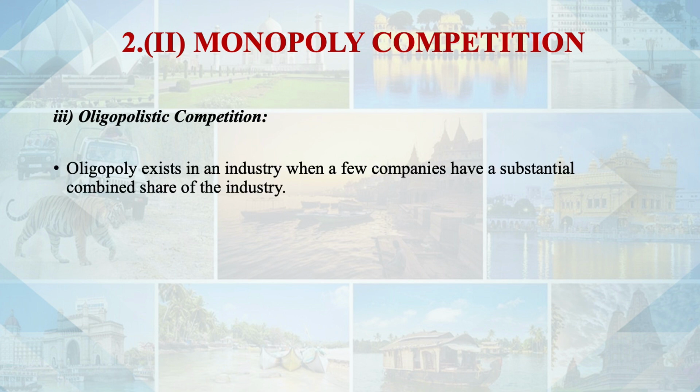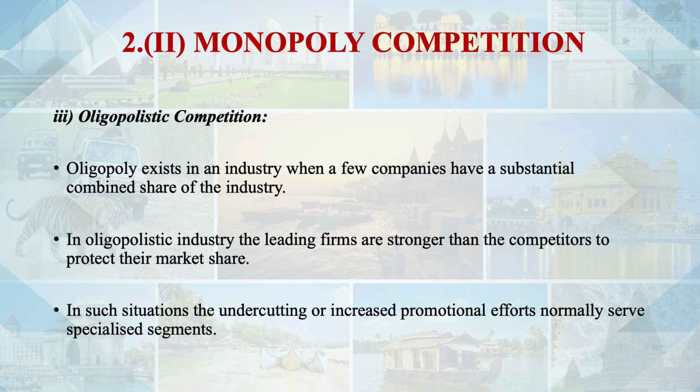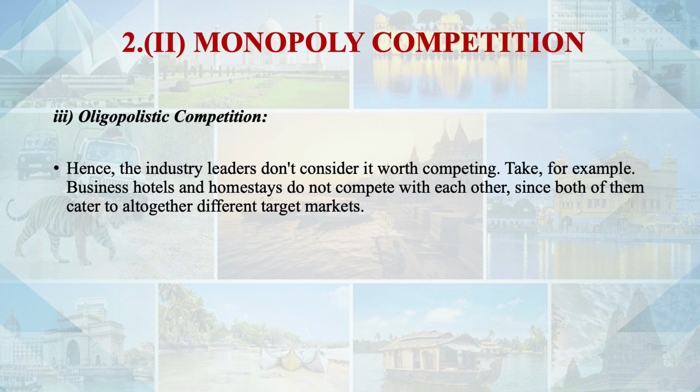Oligopoly exists in an industry when a few companies have a substantial combined share of the industry. In an oligopolistic industry, the leading firms are stronger than the competitors to protect their market share. In such situations, the undercutting or increased promotional efforts normally serve specialized segments. Hence, the industry leaders don't consider it worth competing.